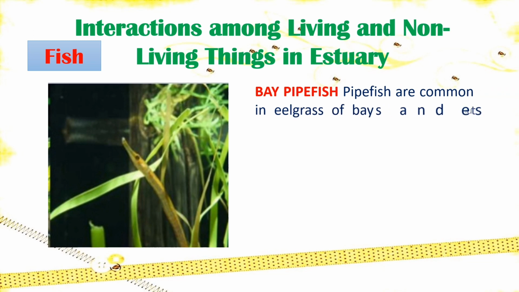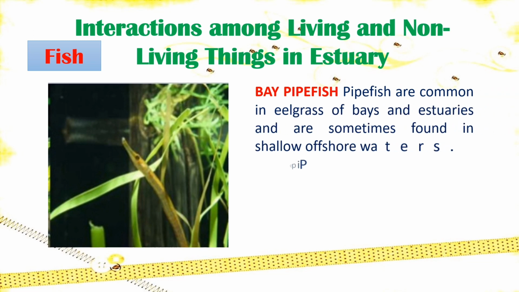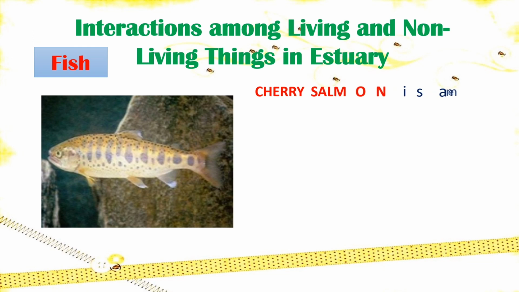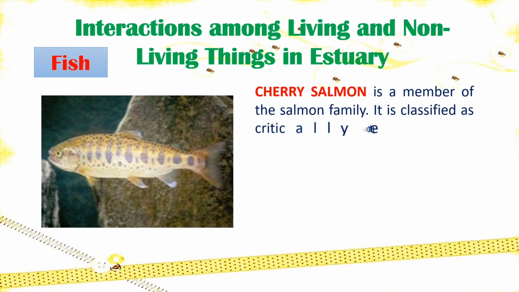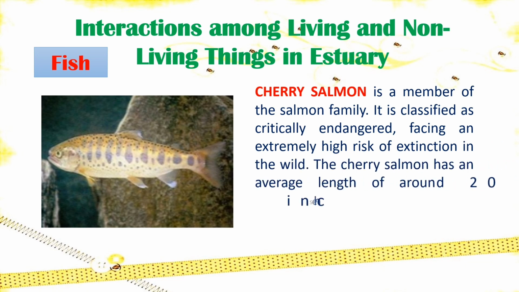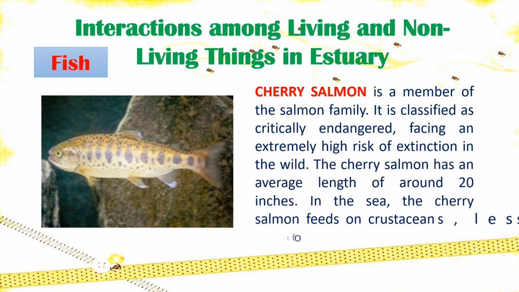The bay pipefish is common in the eelgrass of bays and estuaries and is sometimes found in shallow offshore waters. Pipefish feed on crustaceans. Female pipefish are larger than males. The cherry salmon is a member of the salmon family. It is classified as critically endangered, facing an extremely high risk of extinction in the wild. The cherry salmon has an average length of around 20 inches. In the sea, the cherry salmon feeds on crustaceans, less often on young fish.